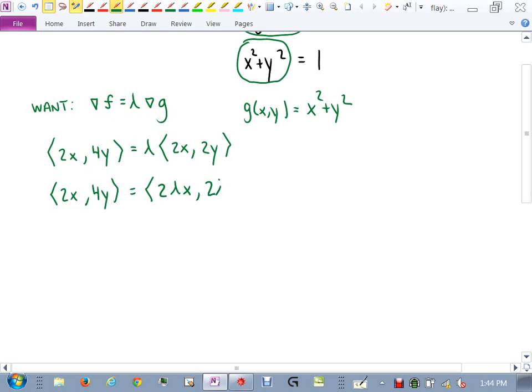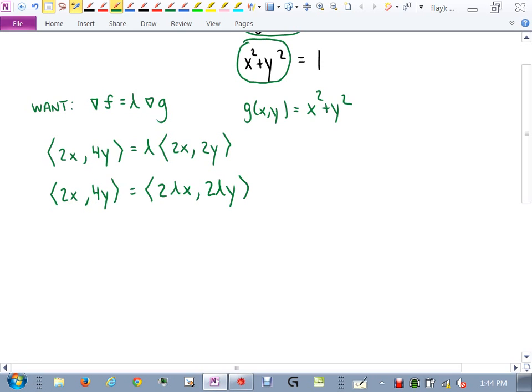Anyone have an opinion as to why they use lambda? I've never thought about it, actually, until right now when I just asked you. I don't know why they use lambda, but maybe it's because it's Lagrange. Maybe they use it because it's Lagrange's method. Yeah, I know. Okay, well, it is what it is.